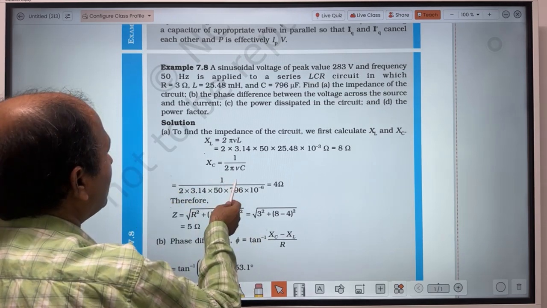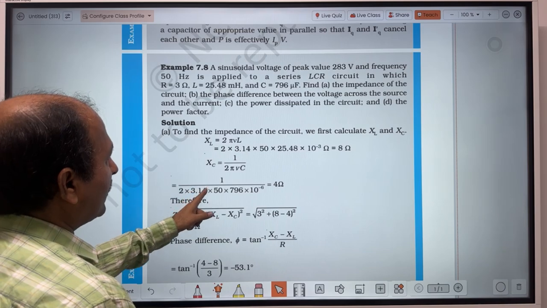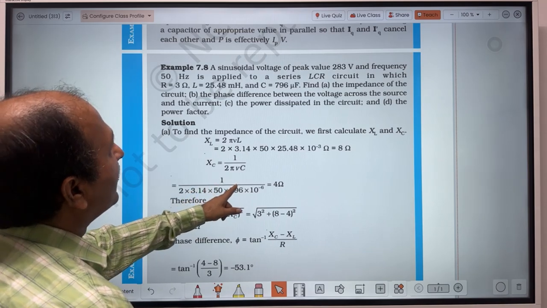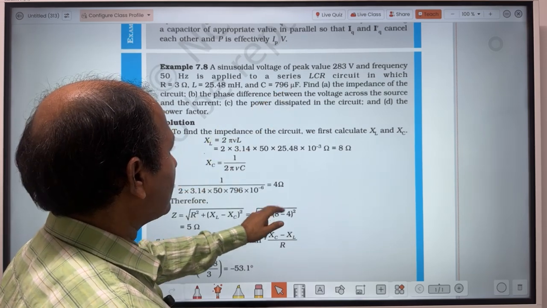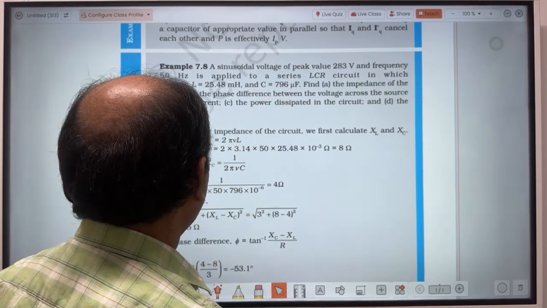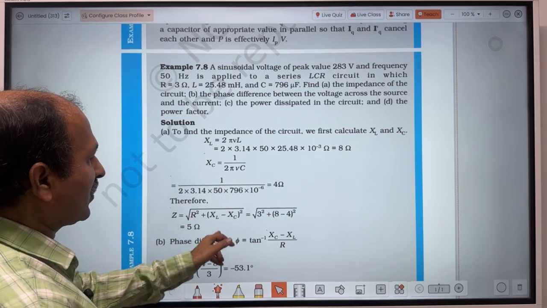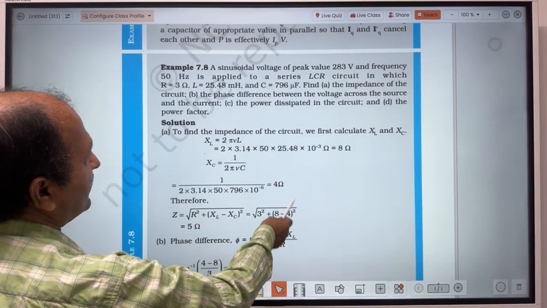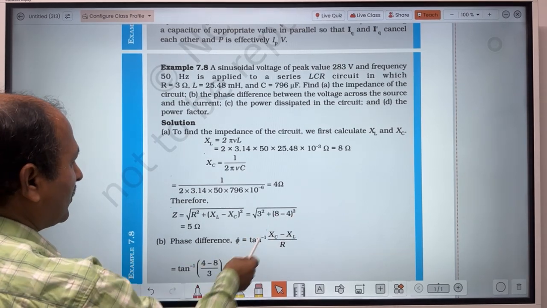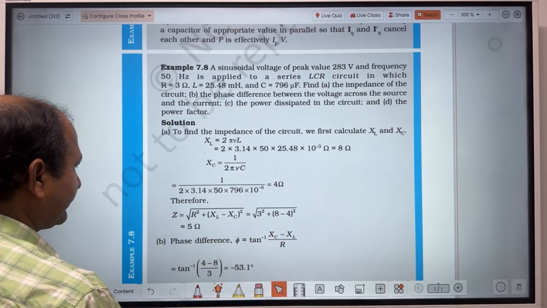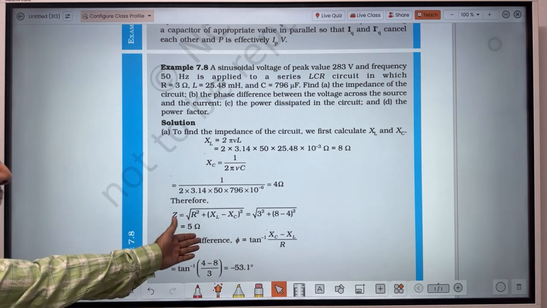Now we need XC. XC is 1 upon 2 pi FC. We put the values: 1 upon 2 into 3.14 into frequency 50 and C is given as 796 microfarad, 10 power minus 6. This comes out to be 4 ohm. Now we apply the formula Z equal to square root of R square plus (XL minus XC) whole square. XL is 8, XC is 4. So 3 square plus (8 minus 4) square gives 5 ohm. Correct? Then we have to find out the phase difference.